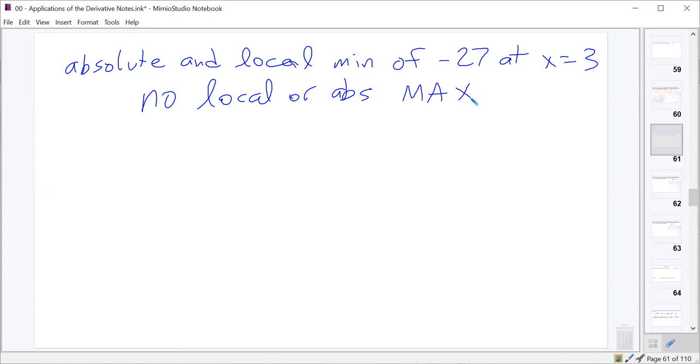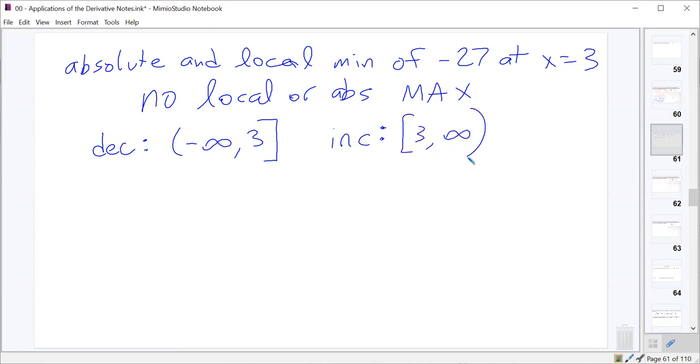And then we know that this function was decreasing from our sign chart on the interval of negative infinity until we reach 3, which we'll include, because the College Board wants us to include endpoints on this. And then it was increasing after that from 3 to infinity.